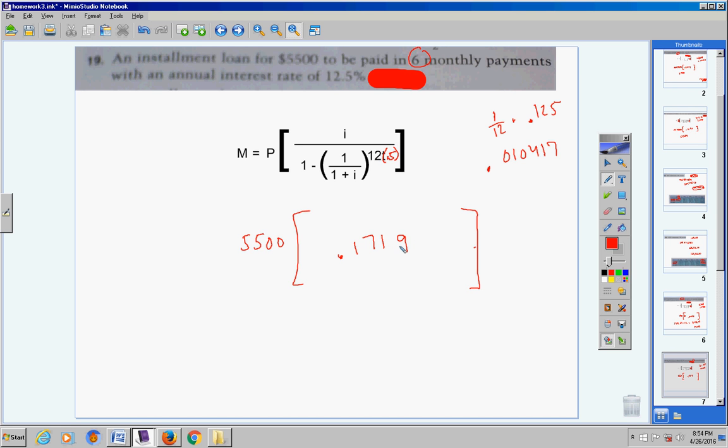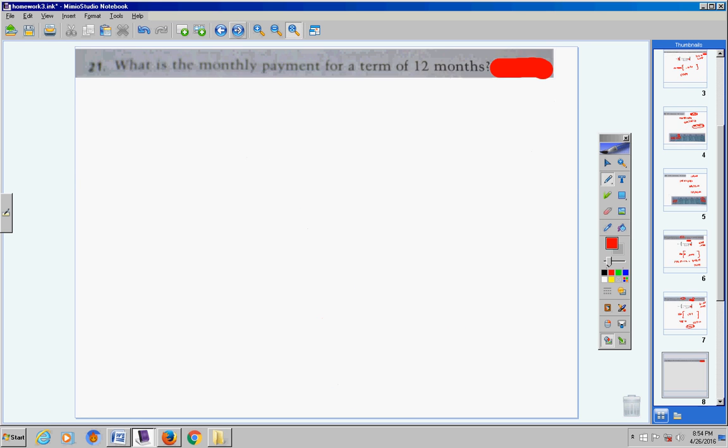And your monthly payment is going to be this, $945.44. Okay? Multiply that by 6, because your loan's for 6 months. And you'll get this right here, $5,672.62. But you borrowed 5,500, so subtract 500, and you'll be left with $172.62 of interest. Alright?